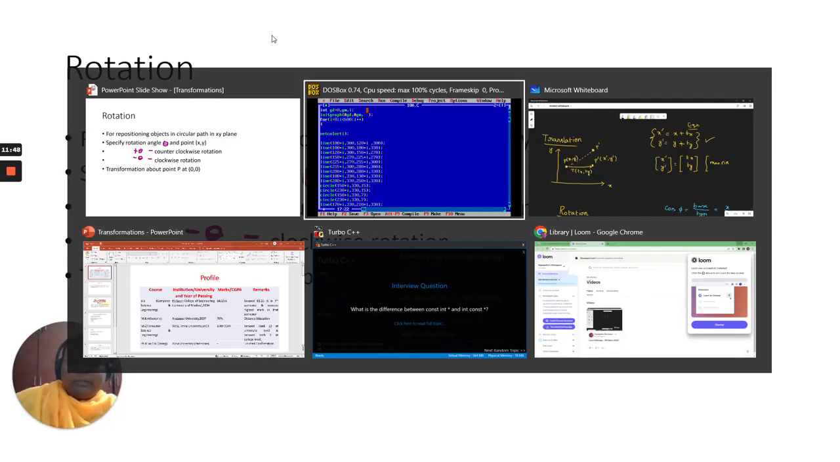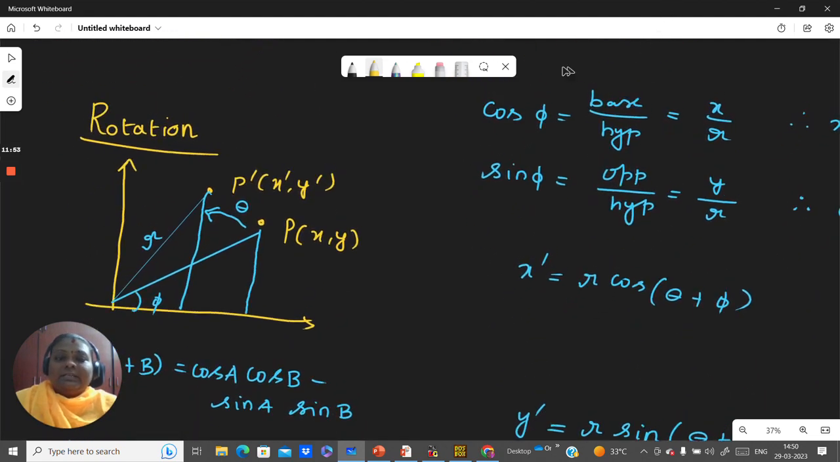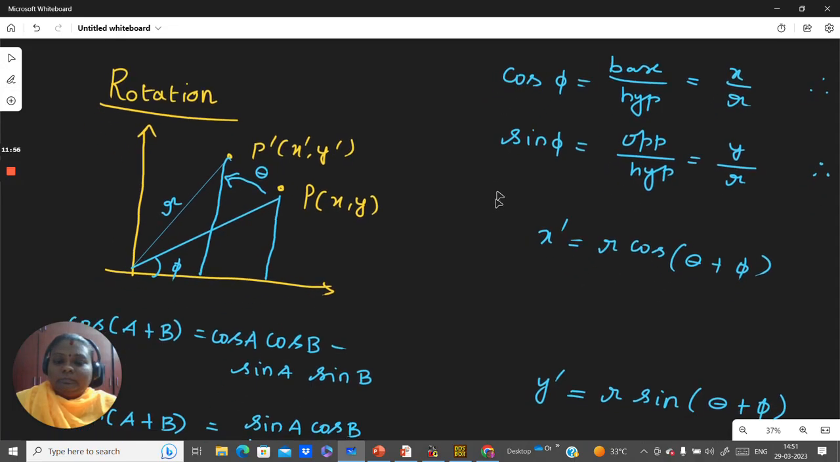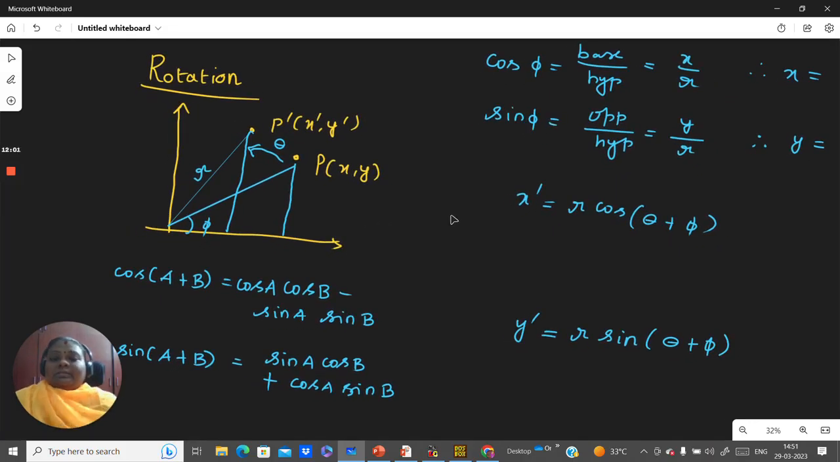Okay, so let's see this. So now when you see this rotation, yeah, now it is visible, I think. Okay, so this is a point P. I'm going to rotate this point with the angle of theta to the new position called P dash. The old point P I'm considering as x comma y, and the new point P dash will be considered as x dash and y dash. The already existing angle I'm considering as phi. The new angle that I'm going to rotate by is theta.